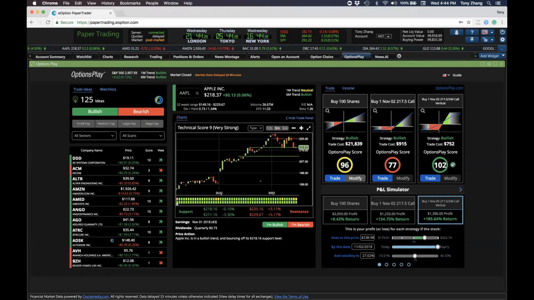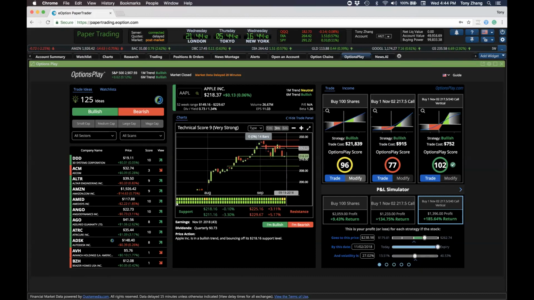So right now, I'm going to pull up Apple here, and like we said in the disclaimer earlier, this is not by any means a solicitation to trade Apple. I'm just using this for illustrative purposes because I saw this trade. As you can see, Apple has been in a fairly bullish trend. The 1 month trend is neutral, pulled back a little. The 6 month trend remains bullish.